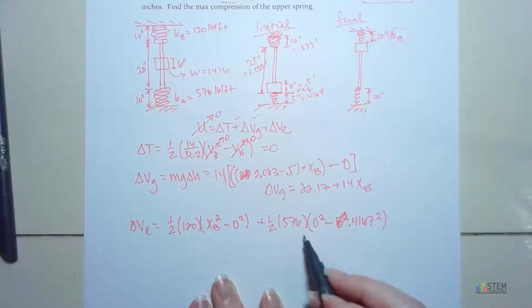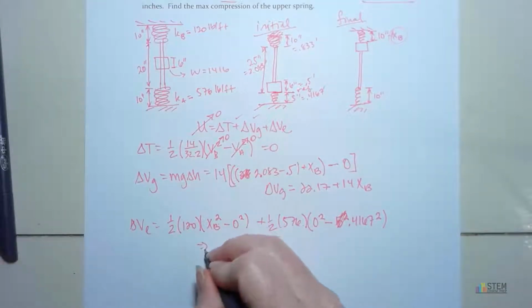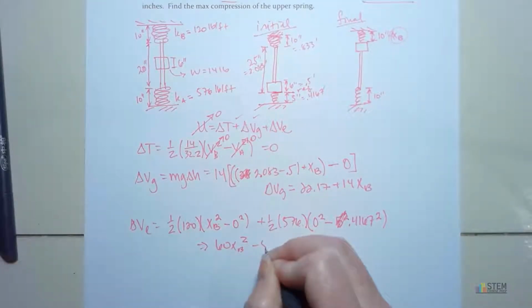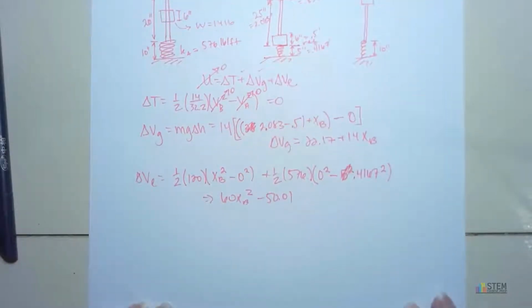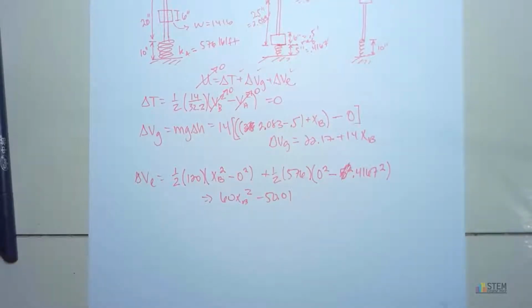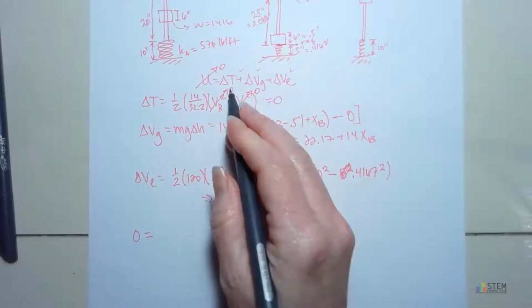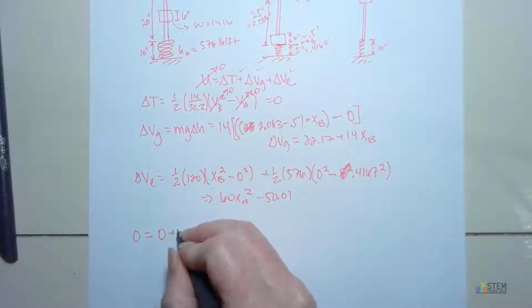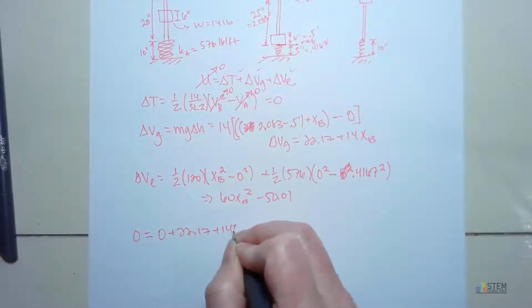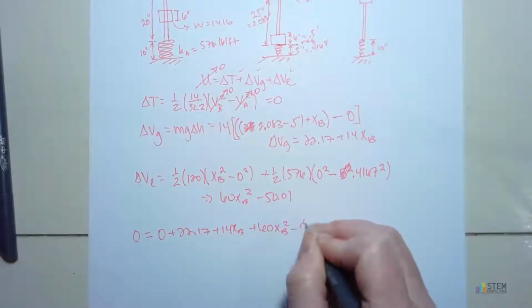So you have to do this for each spring you have. If you had 4 springs, you need 4 of these equations. Now with that, you can go ahead and simplify that, and you should end up getting 60xb squared minus 50.01. Okay, so now we got that. We got everything we need now. So let's go ahead and put it all together. We're going to have 0 equals 0, because of delta T, plus the 22.17 plus 14xb, and then plus 60xb squared minus 50.01.